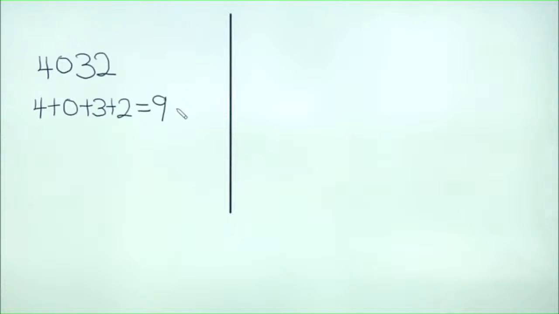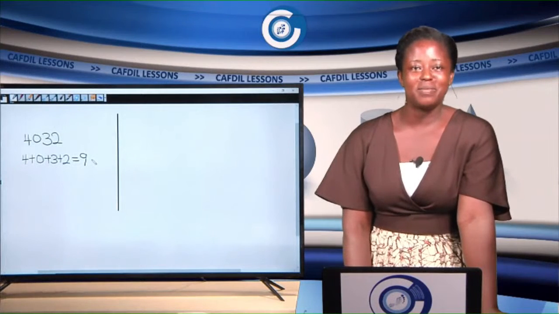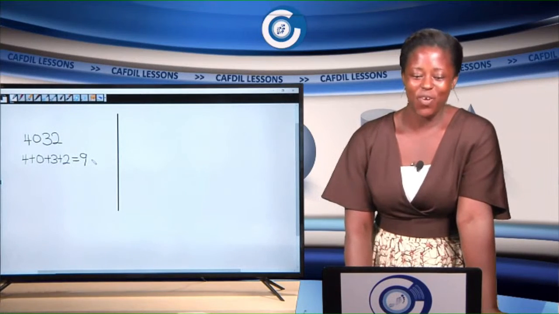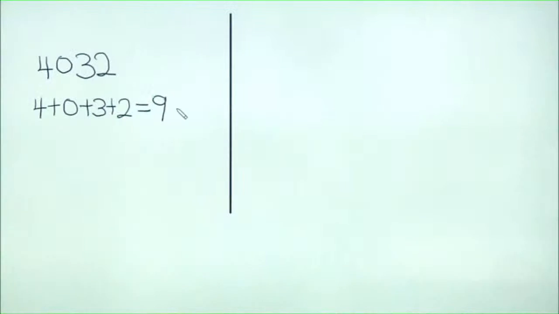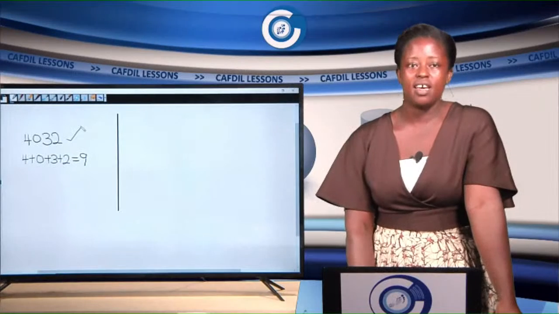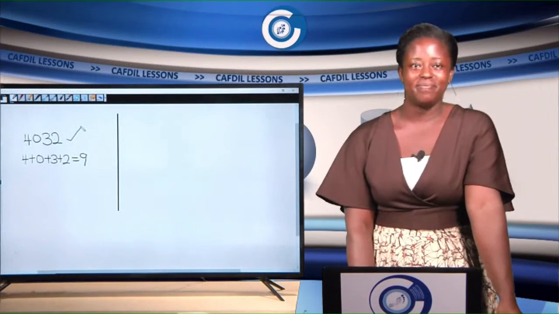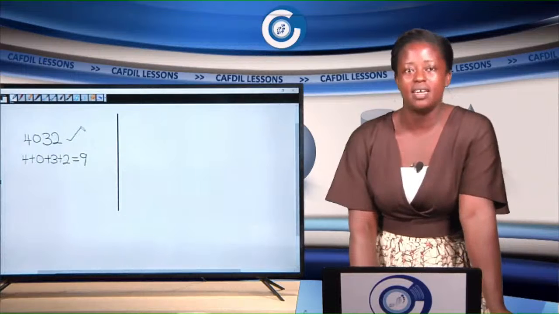So interesting. Learners, the sum is 9, and we know 9 is divisible by 9. Therefore, 4032 is a multiple of 9. Let's check it. Good. 4032 is divisible by 9. We can divide this number by 9 and there will be no remainder. Let's try another one and see.